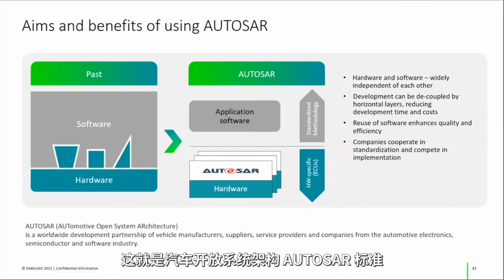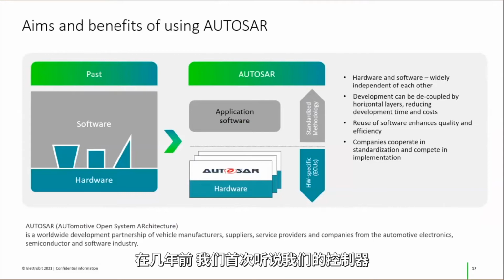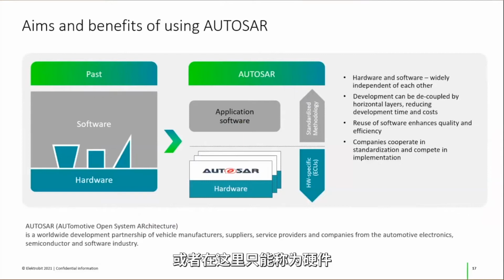And this is where the automotive open system architecture AUTOSAR standard comes into play. We've been looking on the previous slide a little bit into the future. Now let's look a little bit to the past, a couple of years back, when we had controllers, just labeled here as hardware, and there was a certain function to be implemented inside the car, and there was a software.